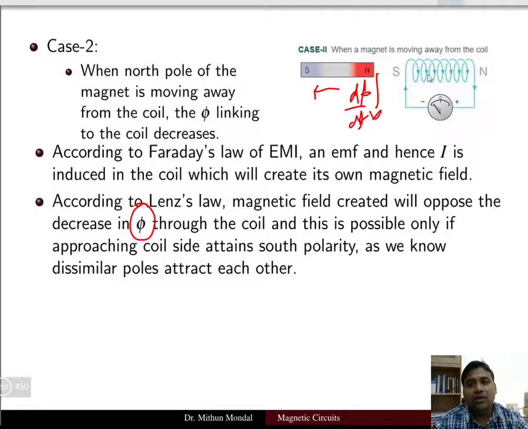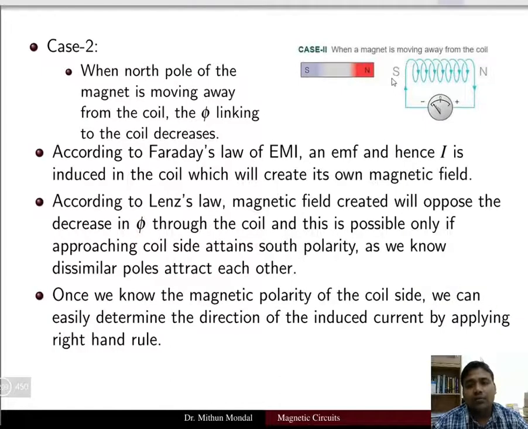So the current which was induced in the coil has to produce its own flux, and this flux has to increase the total flux which is produced due to this magnet. So obviously here it will be south pole, because the south pole and north pole attract each other, because these two are of opposite polarity, so there will be an attracting nature. So due to this attracting nature, we can say that the flux has to increase, and we will get the direction of south pole here and north pole here.